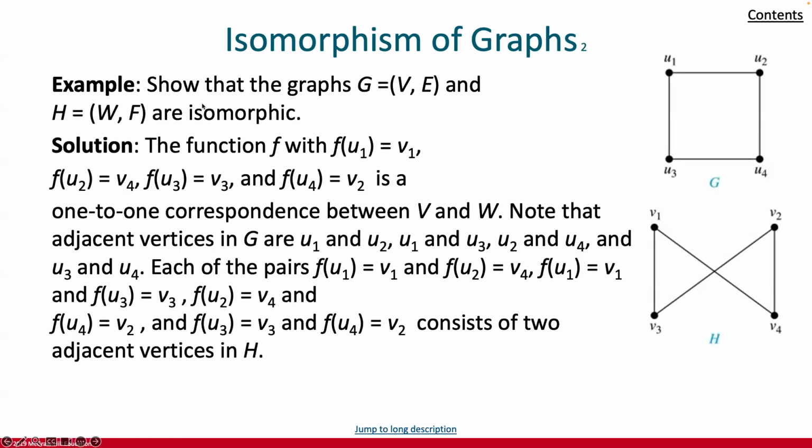So here is an example: show that the graphs G = (V, E) and H = (W, F) are isomorphic. And so here we have those two graphs. You can see the similarities of those, and it's almost like we're just switching the connectivity from one to another, so that these cross and this one doesn't.